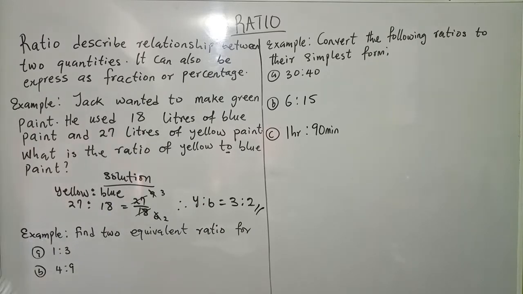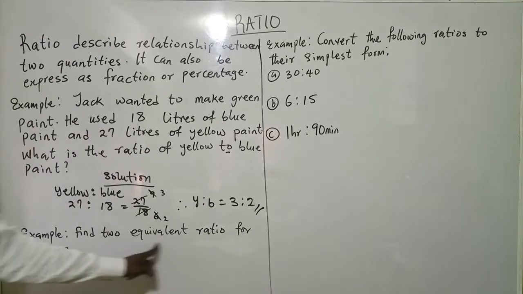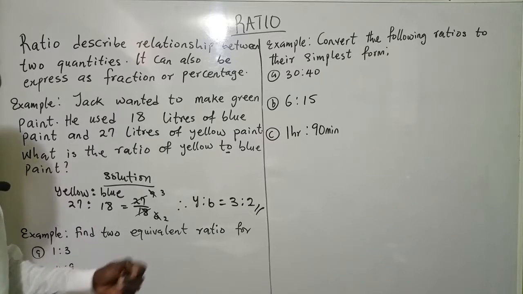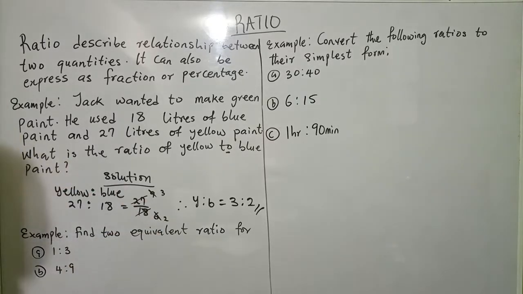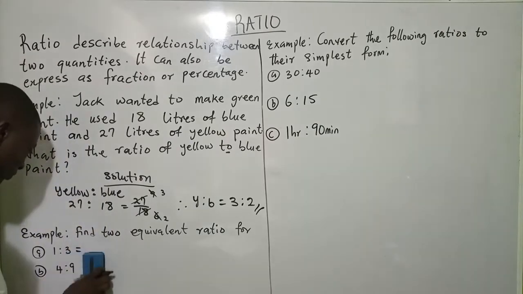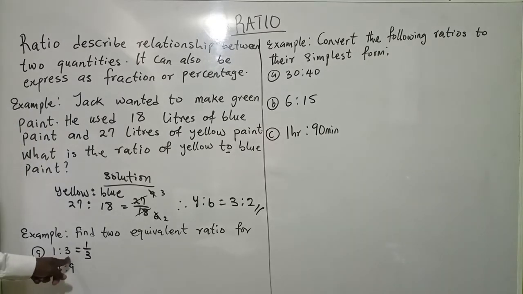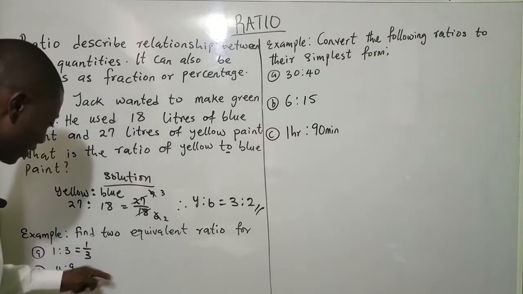The next example we are seeing on the board is: find two equivalent ratios for 1 ratio 3, 4 ratio 9. How do we do this? It's also very, very simple. It's not difficult. If you keep on seeing this question come up, find equivalent to this ratio, it's the same thing as asking you to find the equivalent of a particular fraction, because I can write this as 1 over 3. 1 ratio 3 is the same thing as 1 over 3.